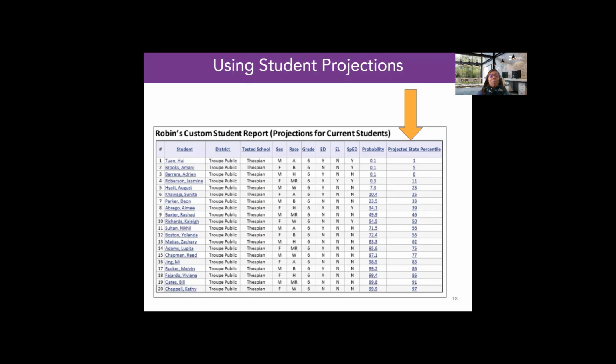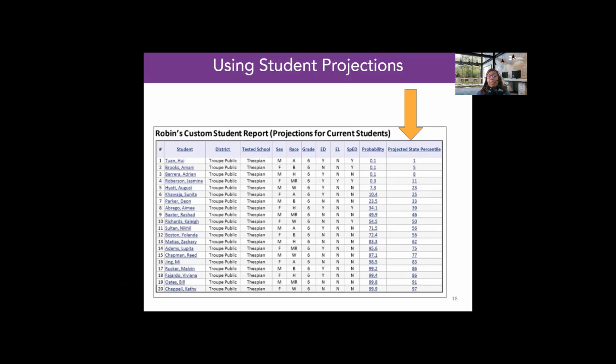So what I hear people often say is, how is Bill supposed to get here? How is he supposed to be at the 91st state percentile? He doesn't do any work in class. He's got a 1.1 GPA. This has nothing to do with what he does in the classroom. This is all based on testing history.